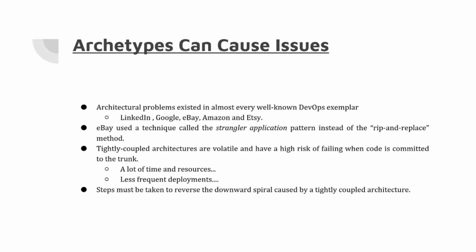Some archetypes can cause issues. LinkedIn, Google, eBay, Amazon, Etsy, these are all examples of companies that used an architecture that was causing problems for them, and who had to change their architecture. eBay, for example, used a technique called the Strangler application pattern.